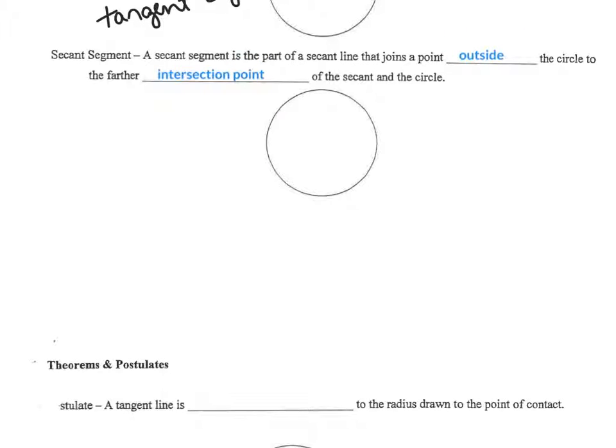Secant segment. A secant segment is the part of the secant line that joins a point outside the circle to the farther intersection point of the secant and the circle. So to draw this, let's start outside the circle at a point, and we'll go through the circle to the farther intersection point. We can label this point P. Right here where it crosses the circle is G, and then over here will be R. So we can say that PR is the secant segment.